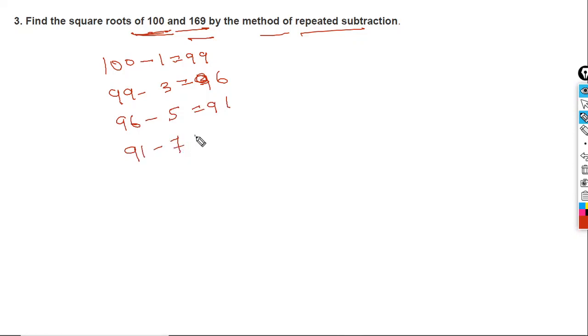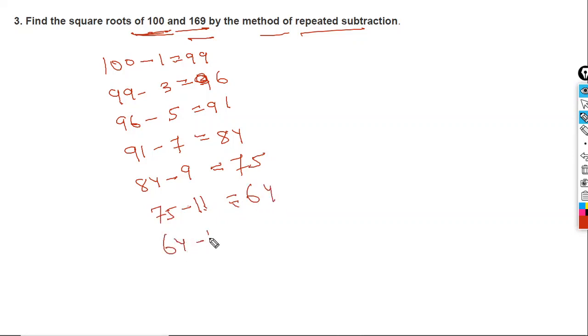91 minus 7 will be equal to 84. Then 84 minus 9 will be equal to 75. Then again 75 minus 11 will be equal to 64. Now 64 minus 13 will be equal to 51. Now 51 minus 15 will be equal to 36.